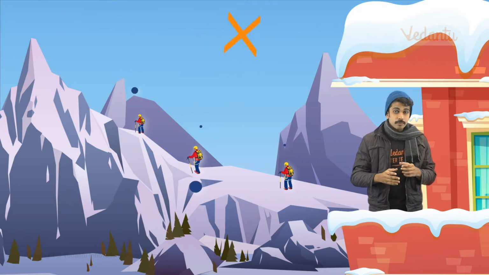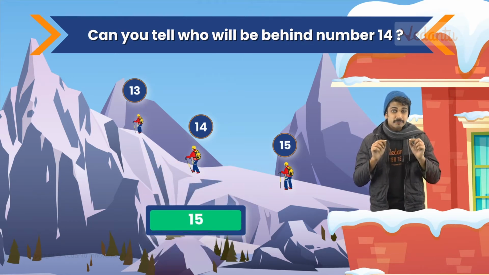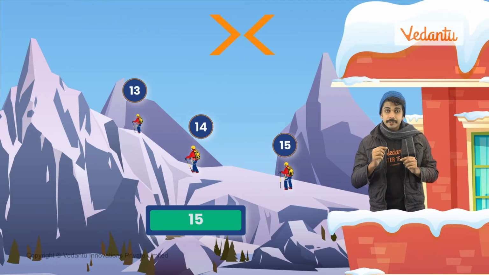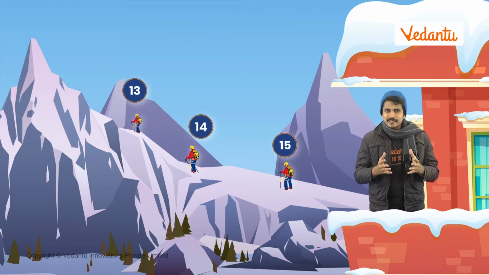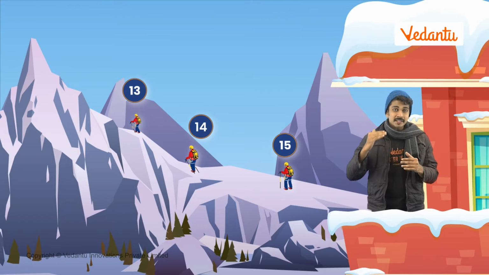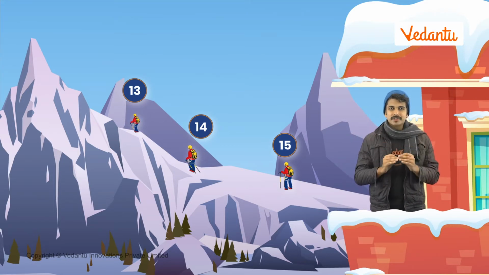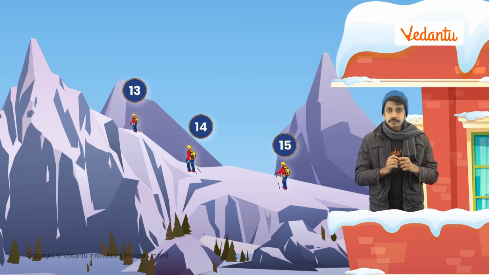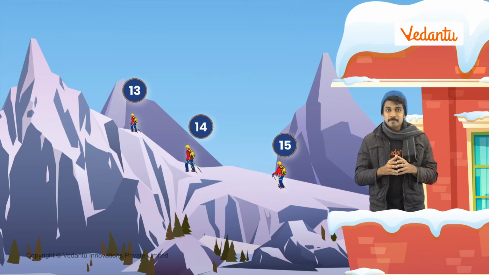Can you tell who will be following number 14? 15 comes after 14. So hiker number 15 will be following hiker number 14. So we can say that when we arrange the numbers in an increasing order, a particular number is always surrounded by the same numbers before and after. It makes these numbers special for that number.